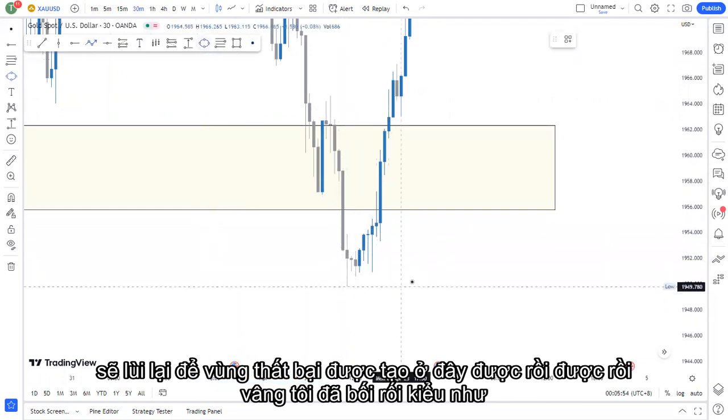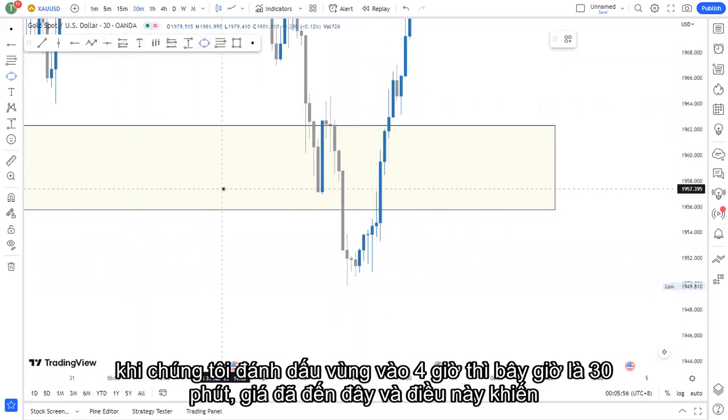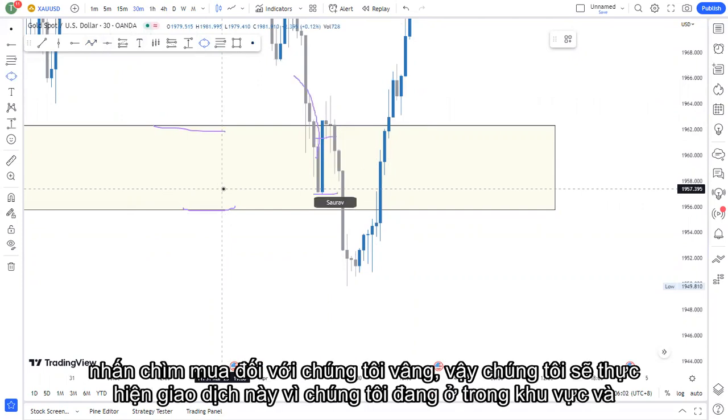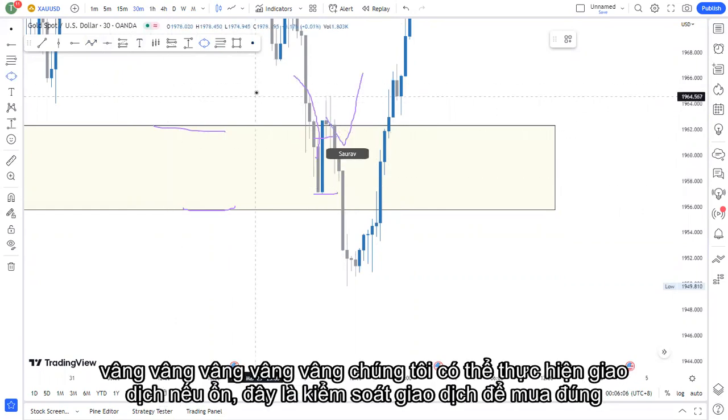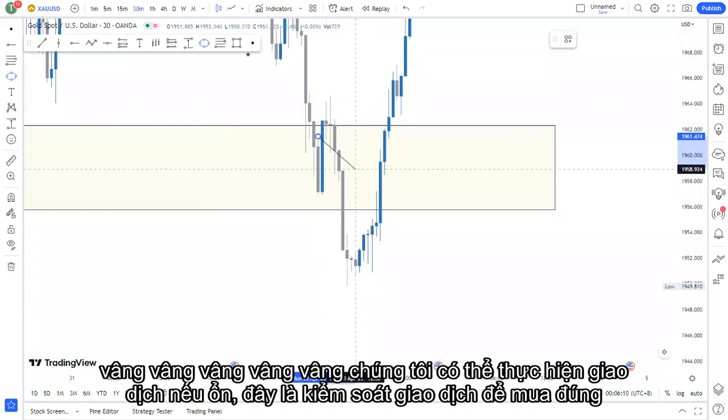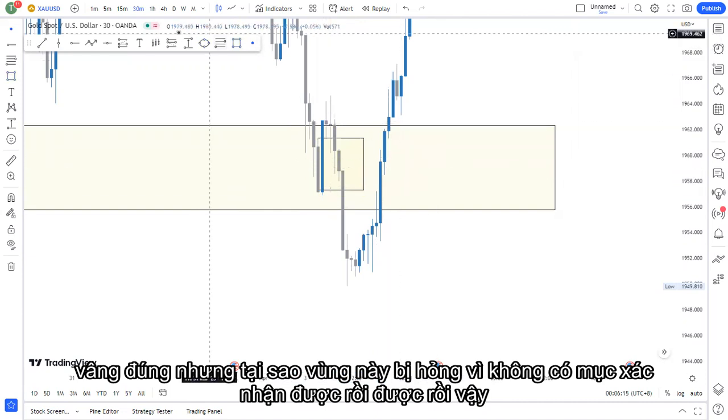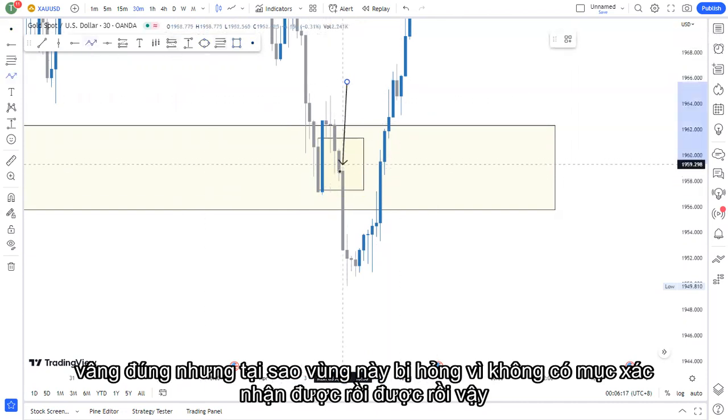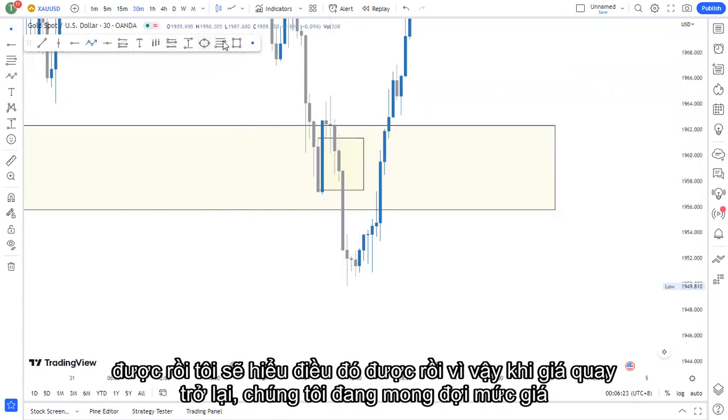So I was confused that once we marked the zone on the 4 hours, now on 30 minutes the price came here and this made an engulfing buy for us. Would we have taken this trade because we are in the zone and it matches? Yeah, we can take the trade. This is trade control for buy, right? Yeah, correct. But why is this zone broken? Because there is no confirmation entry.